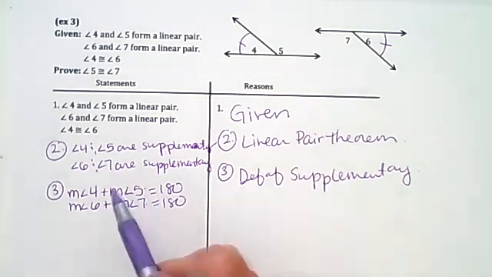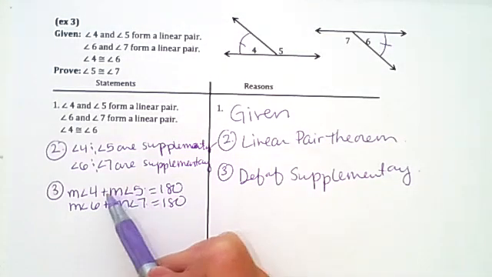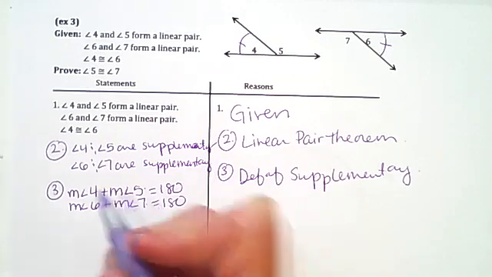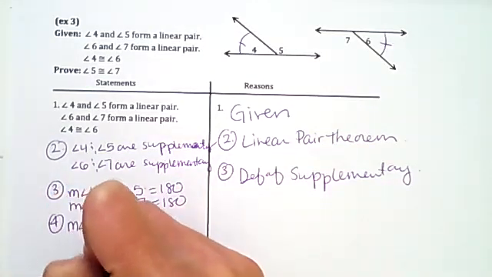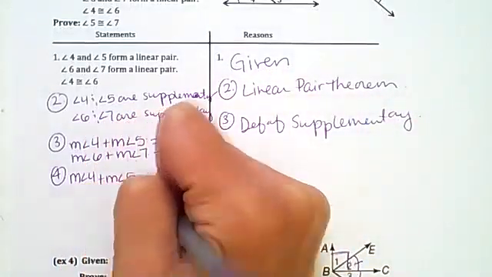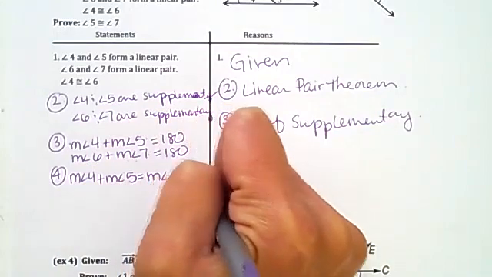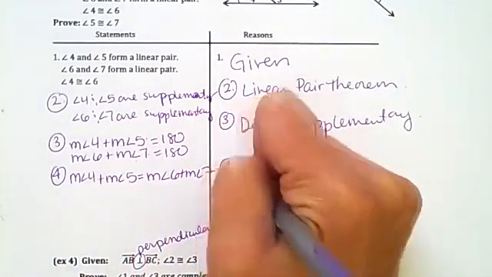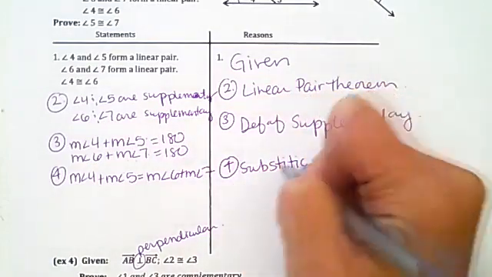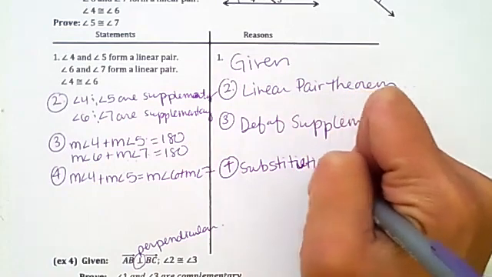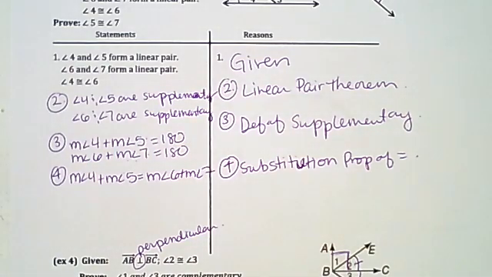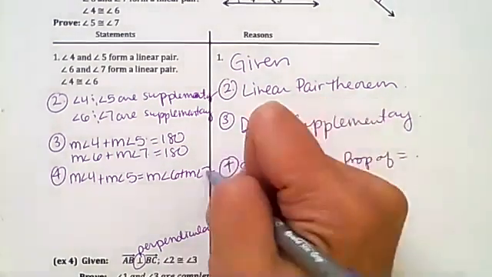Now that I have these two expressions both equal to 180, I can set them equal to each other and have 5 on the left and 7 on the right, and I'm almost at my goal. So I'm going to have measure of angle 4 plus measure of angle 5 equals measure of angle 6 plus measure of angle 7. I didn't give myself much room here. And that would be substitution, because they're both equal to that 180. Oops, I started talking and now I can't spell. Substitution property of equality. This is supposed to be a 7.